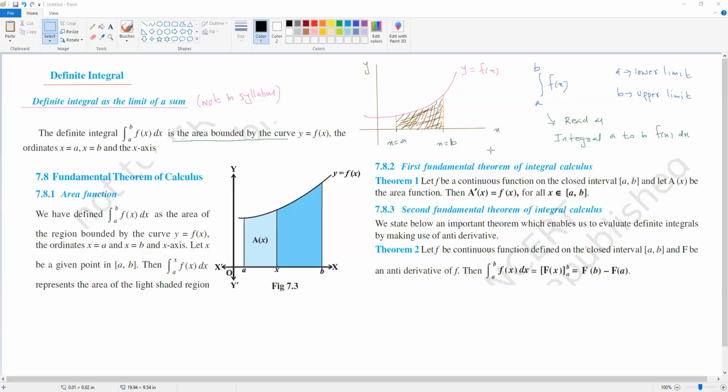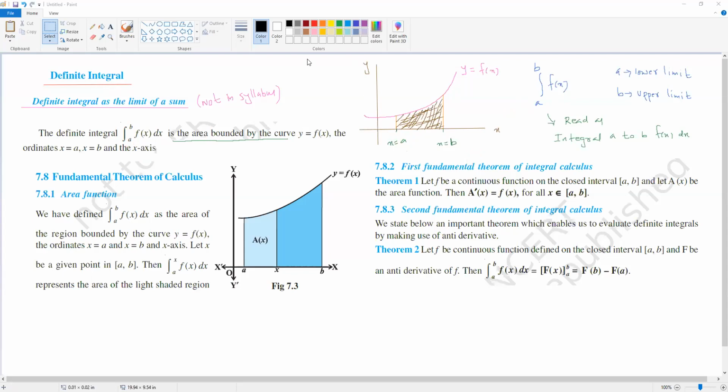Okay. So that's known as definite integral. So definite integral is nothing but it is the area bounded by that curve. So from where to where? A to B. So that is why x is equal to A, x is equal to B. These two vertical lines and that curve and the x-axis. उसके बीच में जो area है, that is the geometrical meaning of integral A to B f of x dx.